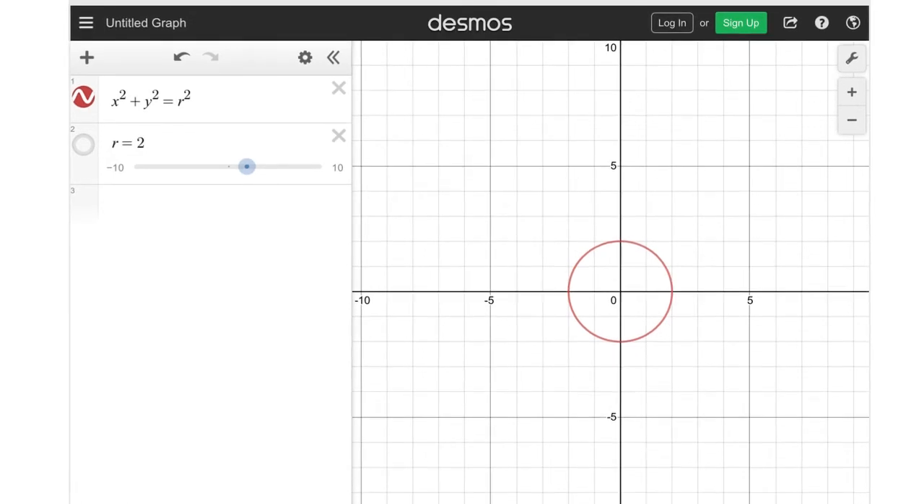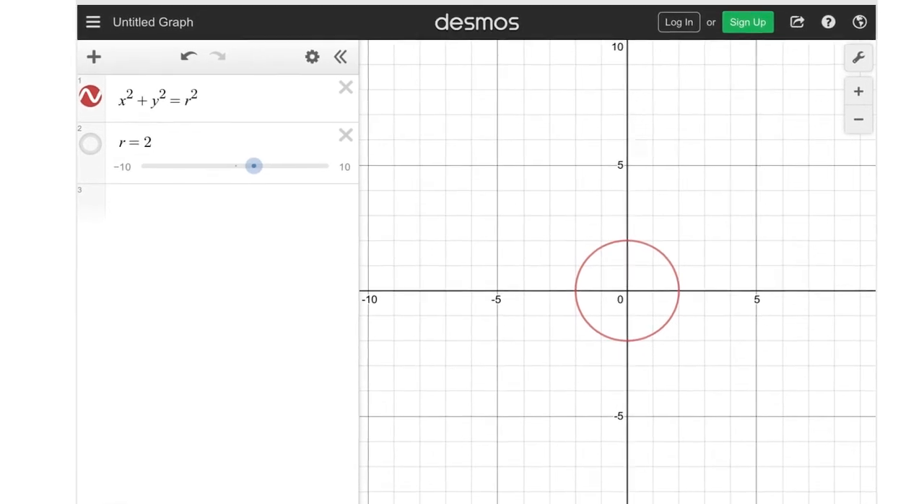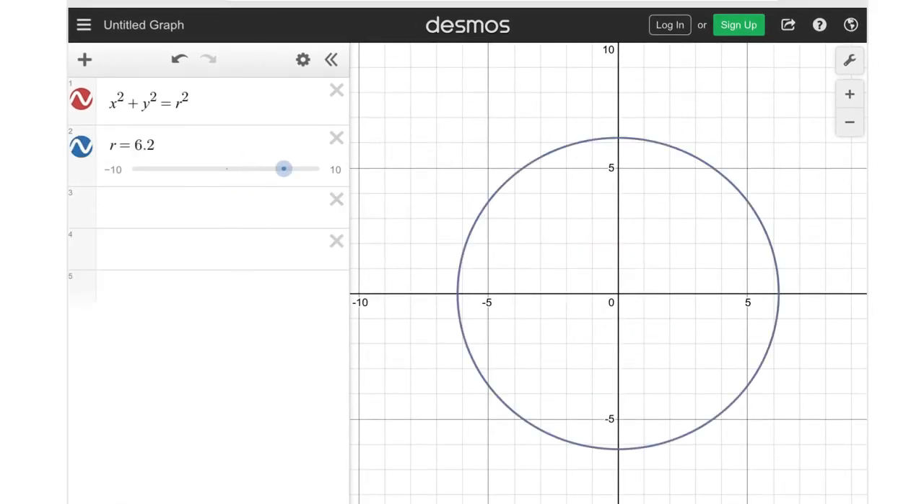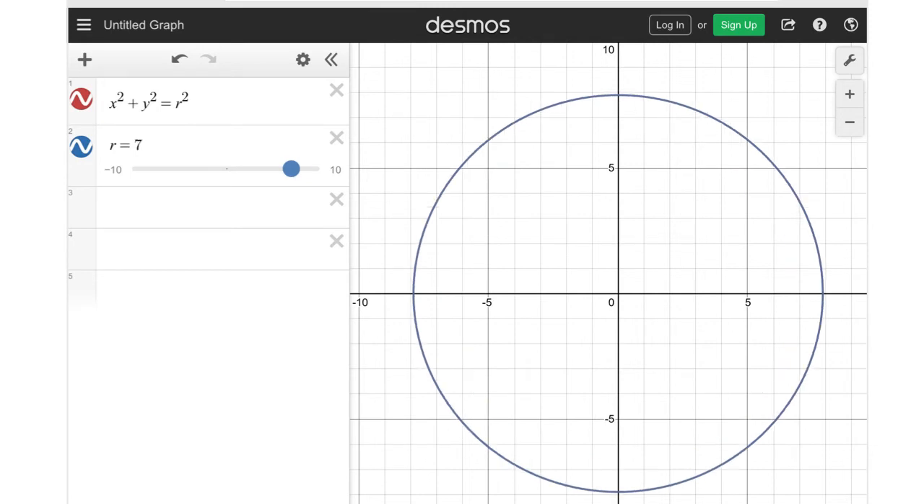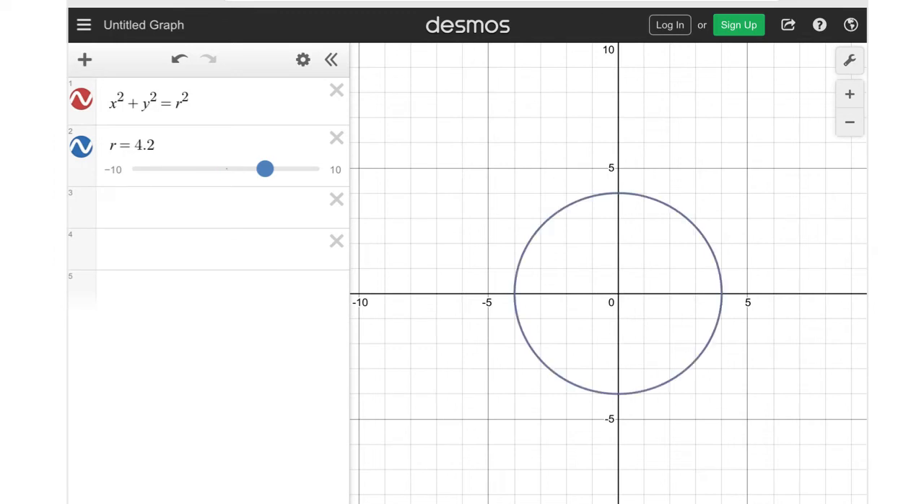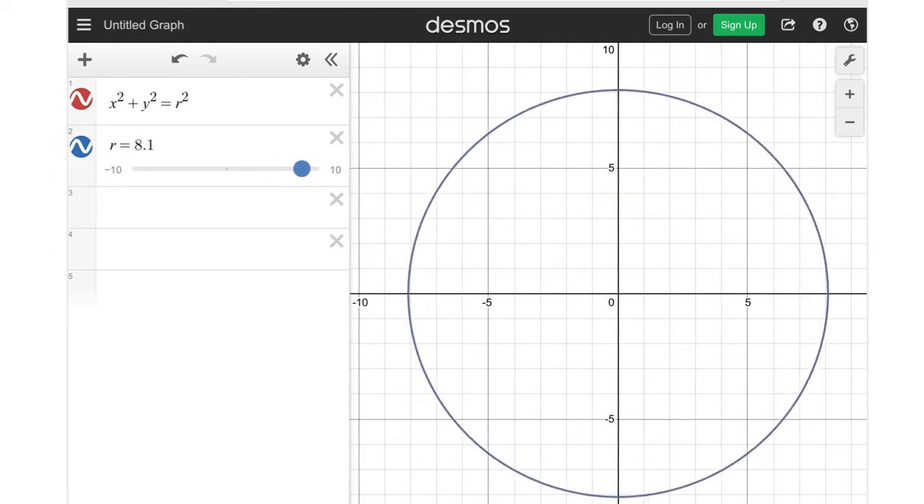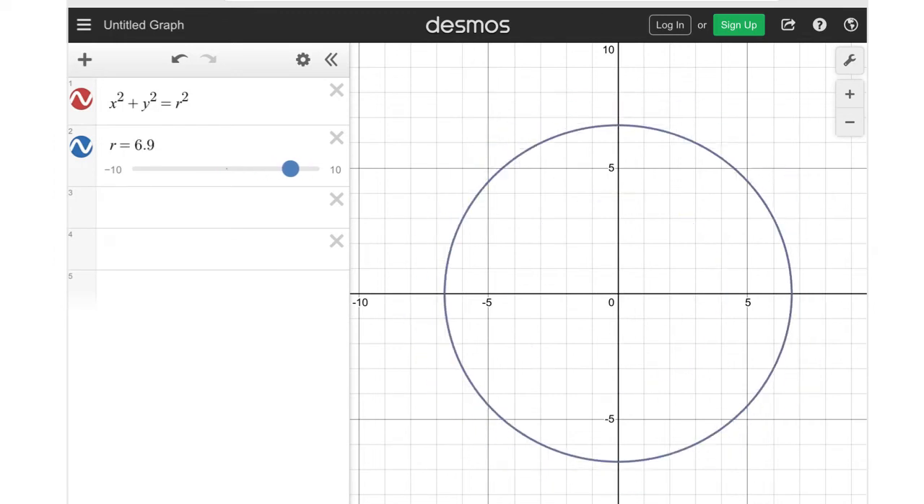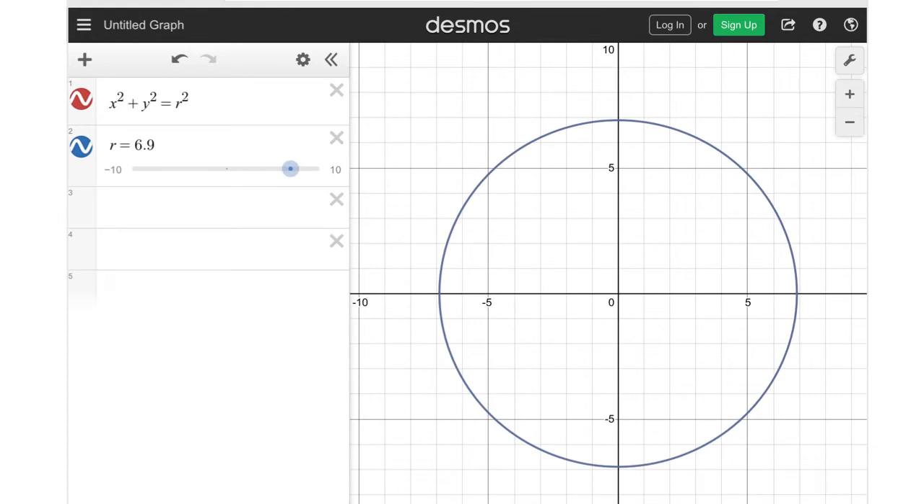And what we can do is slide this pointer along, and we can see that it changes the radius of the circle, and every time we do, whatever the r value is, that's going to be the radius of the circle.